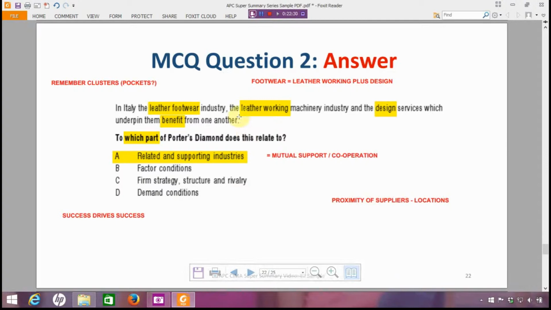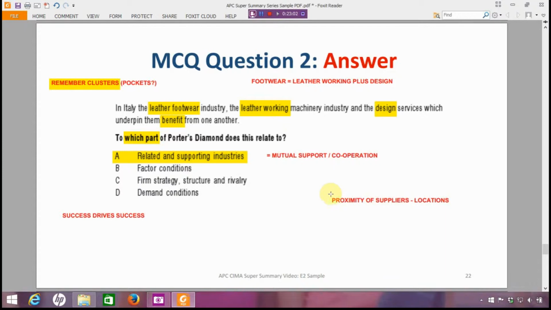So if we look at the breakdown of the answer, I've said to you, please do remember clusters. So when we see several different industries or several different players within a given industry, we see, well, these people are sort of related. Perhaps there's some elements of mutual support between them. Maybe they're benefiting from each other. So they've simply asked, which part of the diamond does the above relate to? And again, I think that's reasonably straightforward. It's got to be related and supporting industries.